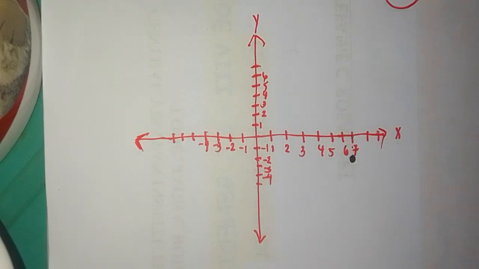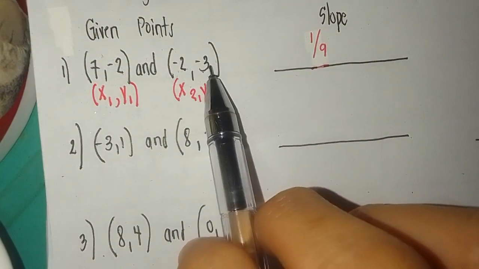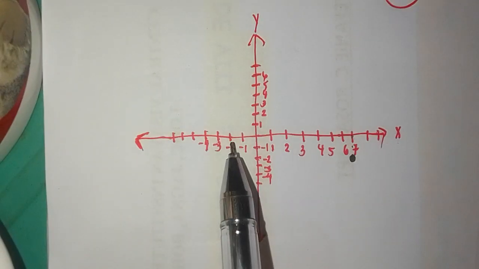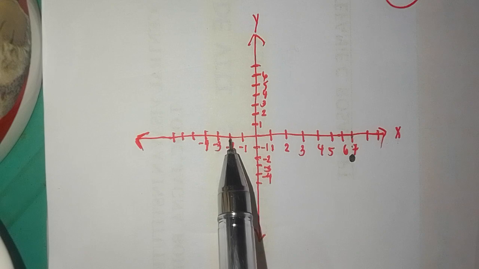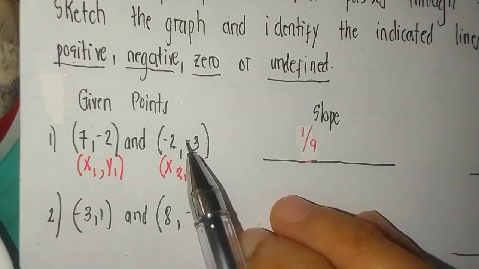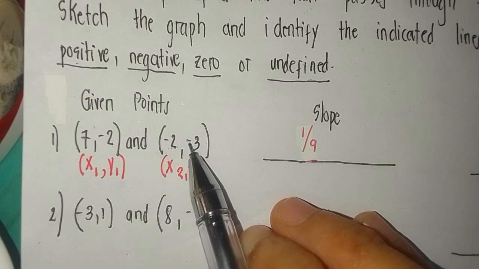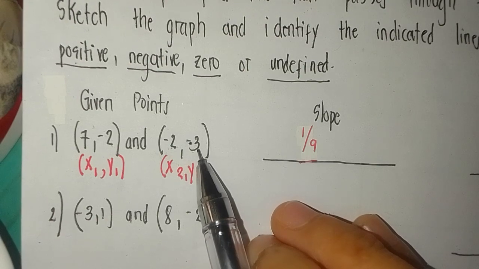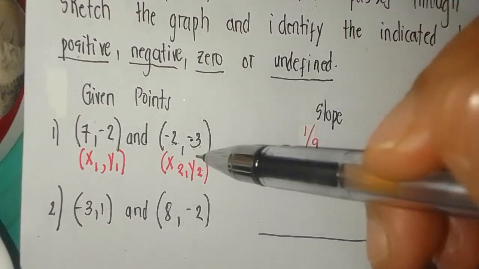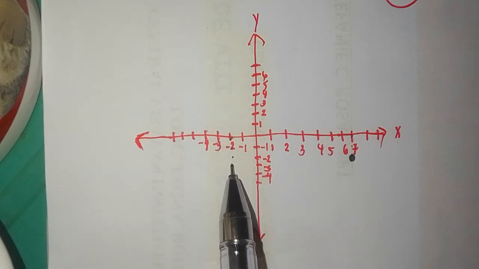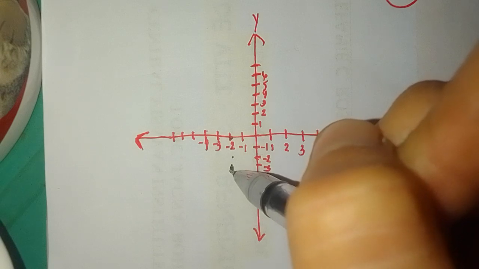Okay, we have located the first point. Let us proceed to the second point: -2, -3. The x-coordinate is -2. So we find it on the left side of the x-axis. So we have here the -2. And after that, let us look at the y-coordinate. The y-coordinate is -3. Since it has a negative sign, we will move 3 units downward. So from here, going downward 3 units: 1, 2, 3. So here is our second point.